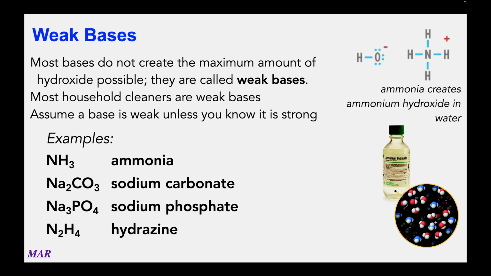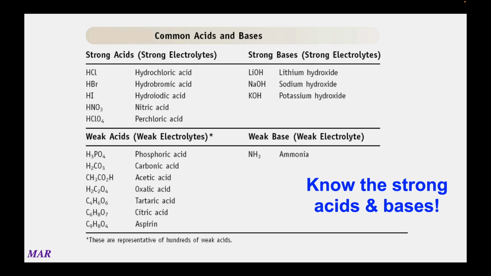But here's the punchline. If you know that you have a base and it's not one of the 3 strong bases, you can assume it's weak. There are thousands upon thousands of weak bases, but only a couple of strong bases. So that's what's important. And again, strong bases give 100% hydroxide. All of these weak bases would not give the same thing. A lot of our household cleaners are weak bases. So if you've cleaned your house before, you're probably using a weak base. This is a list showing some strong acids and the strong bases, or at least a lot of them.